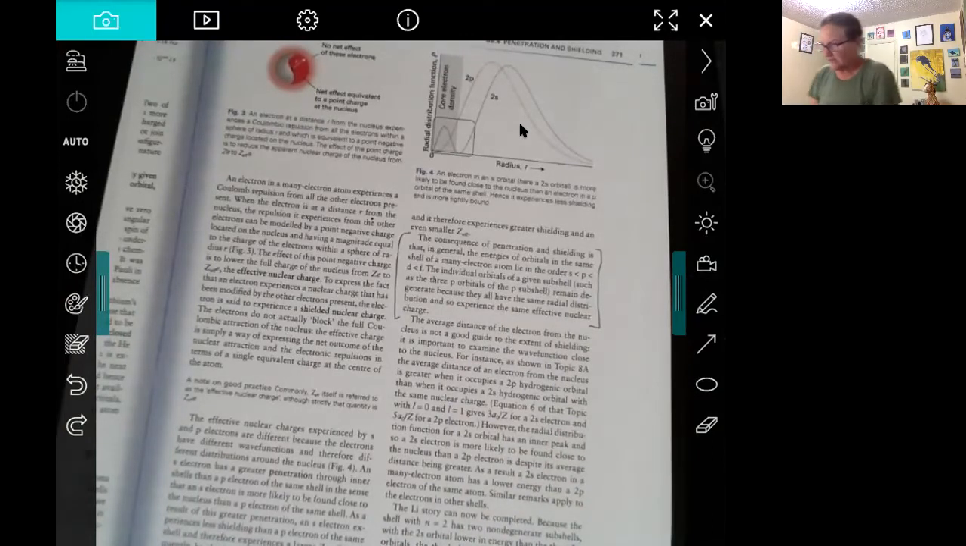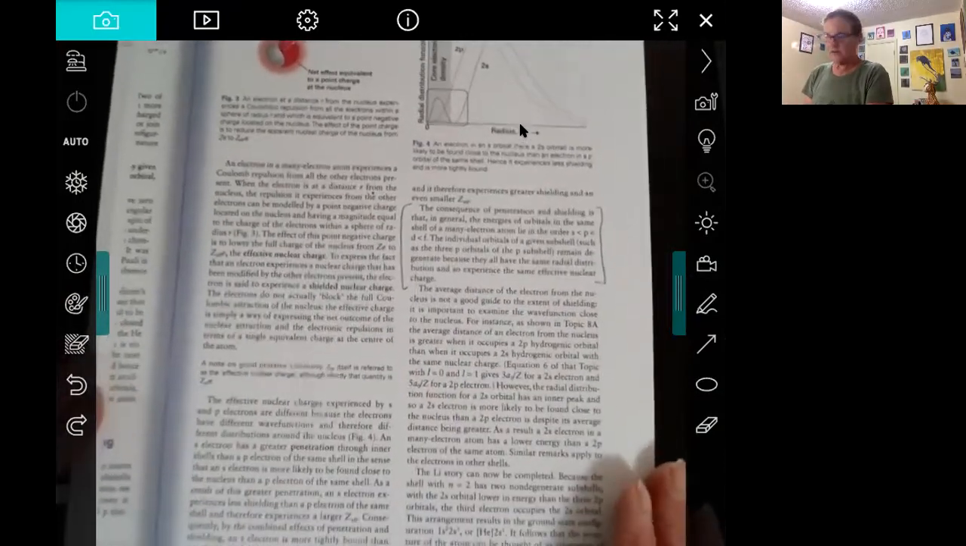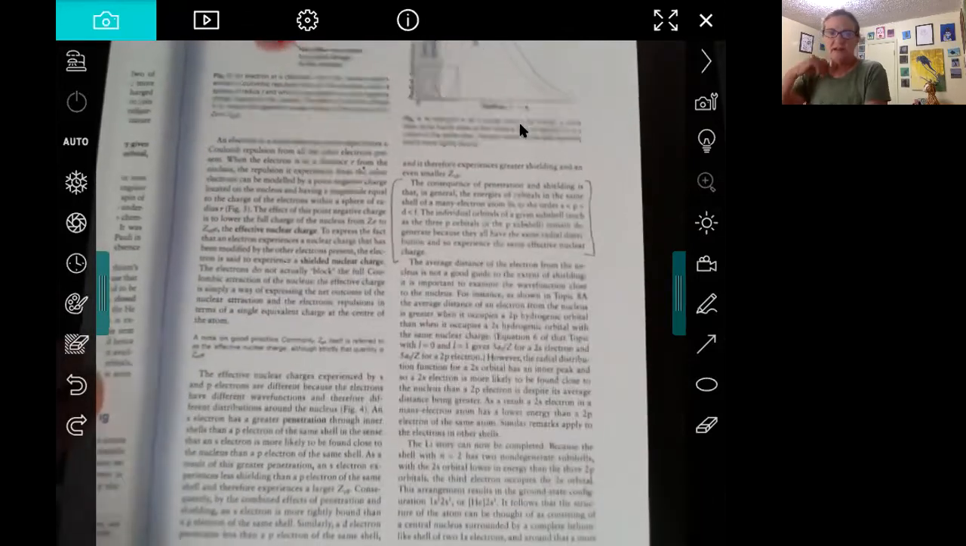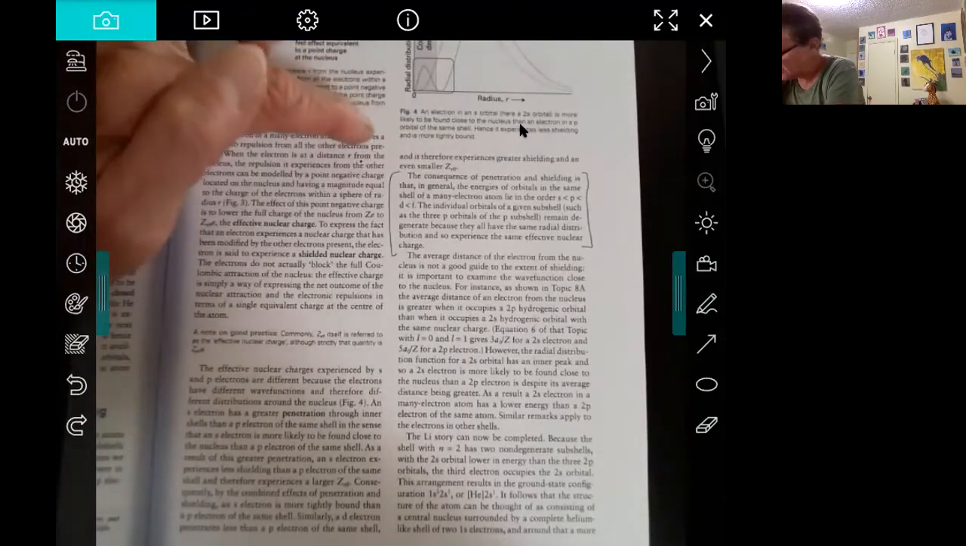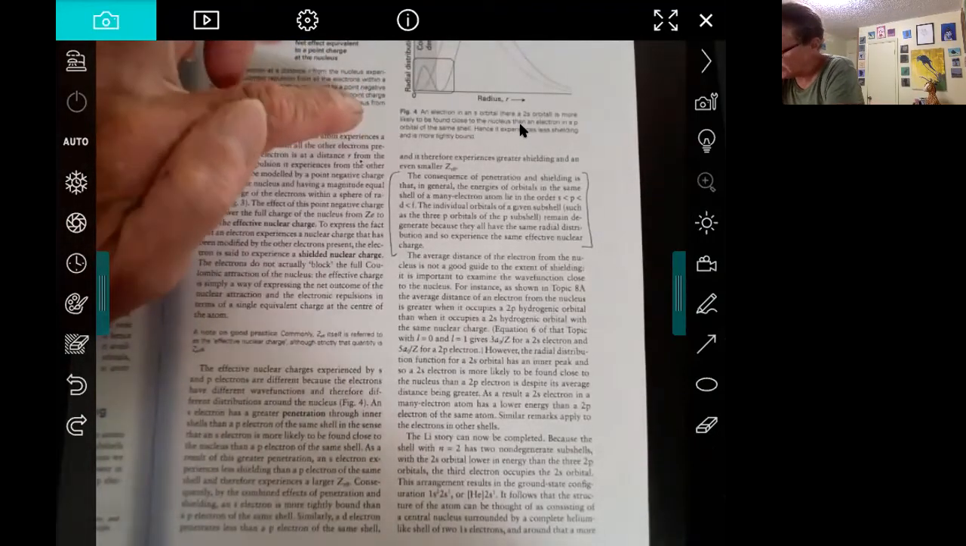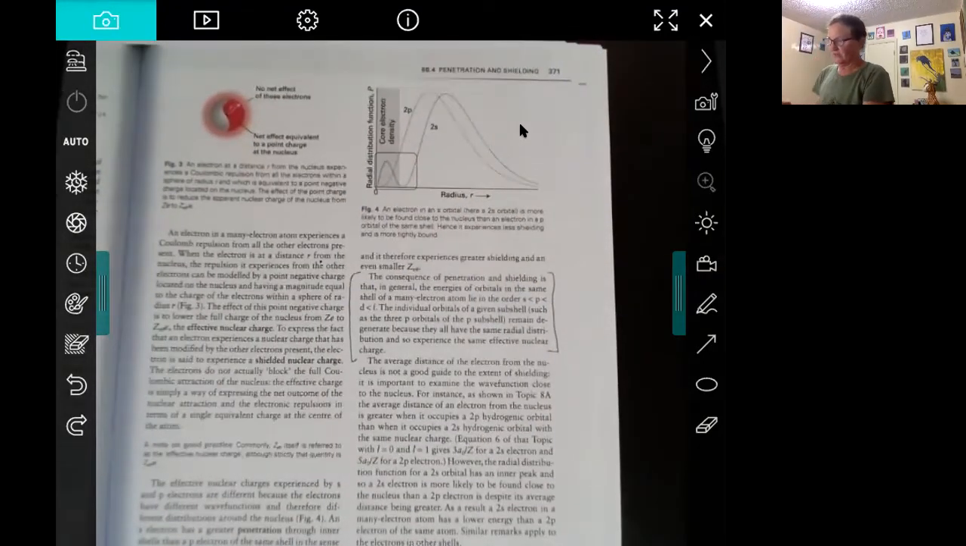So this discussion uses that equation essentially to explain why the orbitals have the energies that they do. So in this picture, it's showing you that an electron in an s orbital, here is a 2s orbital, is more likely to be found close to the nucleus than an electron in a p orbital of the same shell. Hence, it's experiencing less shielding and more tightly bound. So that's the discussion and the information you need as you read through that.